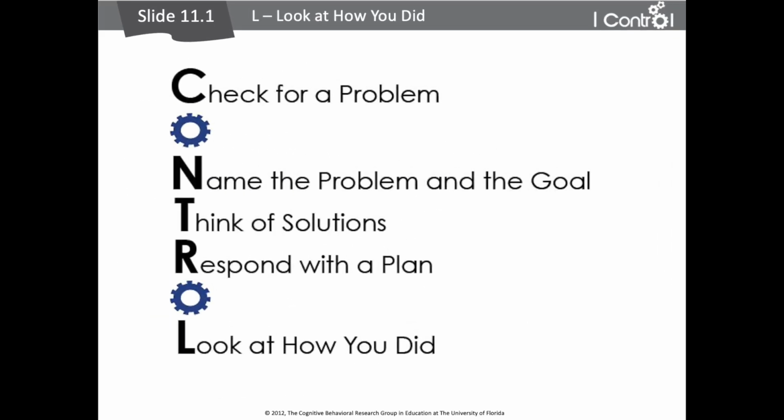Now that you have learned how to communicate through talking and listening as part of R, respond with a plan, in Lesson 11, you will learn the last step in CNTRL. L, look at how you did to determine if it worked and if you reached your goal.